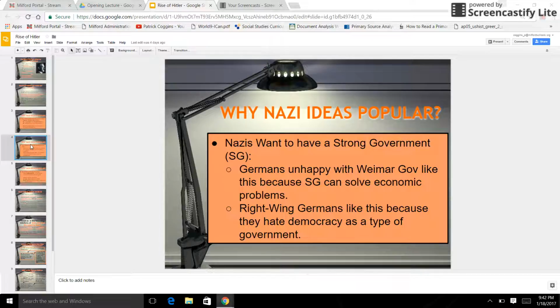Another reason why Nazi ideas were so popular is that they wanted a strong central government. Germans were unhappy with the Weimar government because it couldn't really solve economic problems. It couldn't be a strong government that could deal with economic problems facing Germany. And right wing Germans liked this because they hated democracy to begin with. They never wanted democracy. They never wanted the Weimar Republic. They liked it under Kaiser Wilhelm, these right wing Germans.